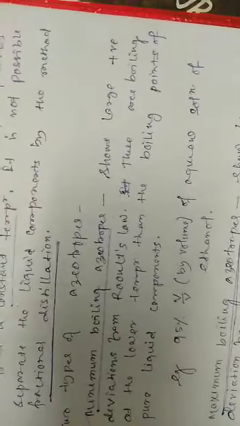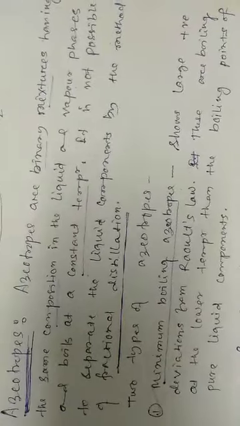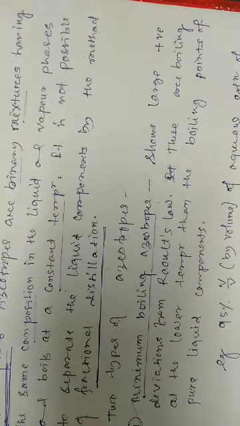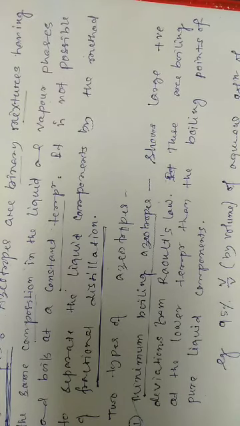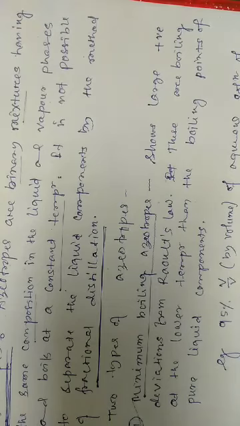So what are the azeotropes? Azeotropes are binary mixtures having the same composition in the liquid and vapor phase and boil at a constant temperature. So from an azeotrope, two liquid components cannot be separated by the method of fractional distillation, because in an azeotrope both liquid components are boiling at the same temperature. So azeotrope बनाने के लिए दो लिक्विड को मिक्स करना पड़ेगा और दोनों मिक्स करना पड़ेगा at a definite composition.